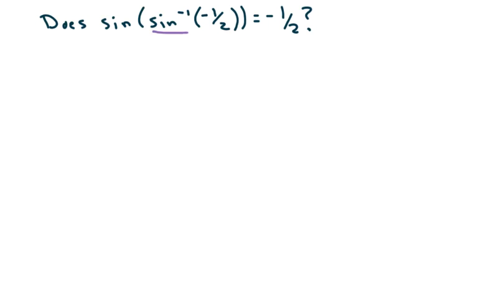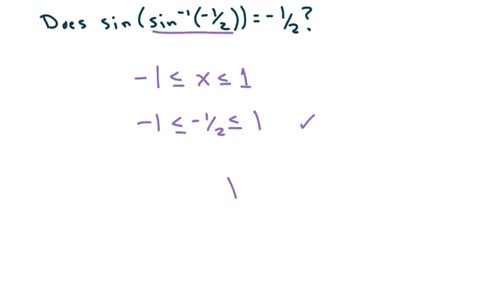Our inner function is here. So in our inner function, our domain is this. So you ask yourself, is negative 1/2 in between negative 1 and 1? And it is true, it is. So this is true. Again, you can look at the table, or you can just look at your domain for your inverse function and your regular function.